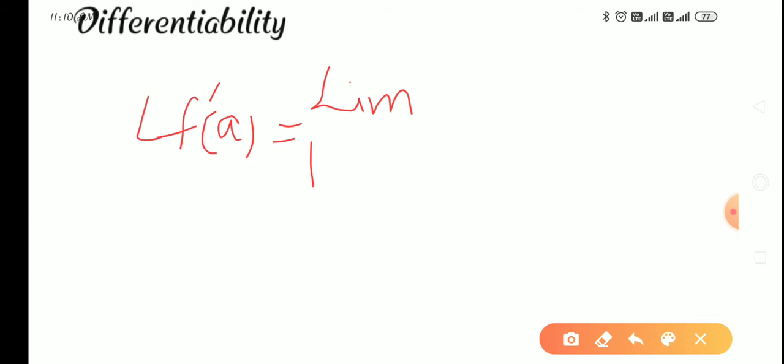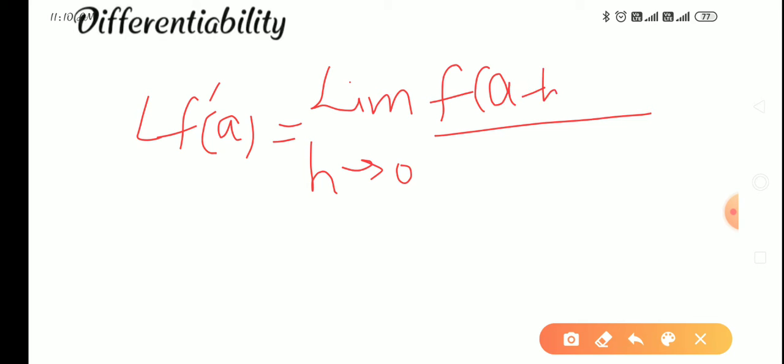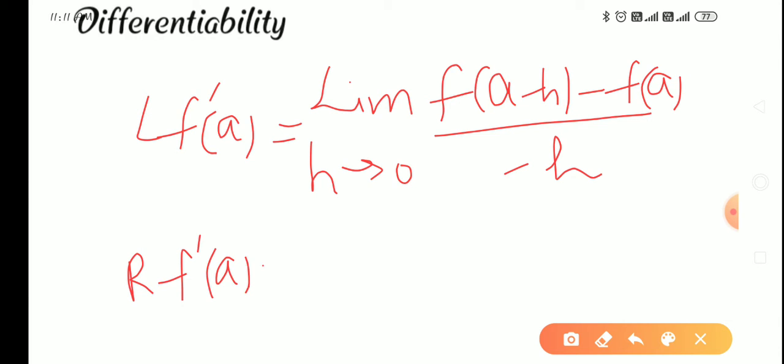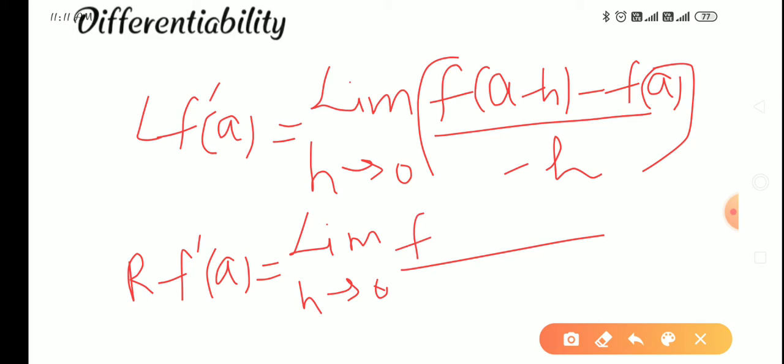Now how to calculate LHD? LHD, left hand derivative at x equals a, you can calculate as limit h tends to 0 of f(a minus h) minus f(a) upon minus h. You have to keep this in mind. And RHD, right hand derivative, R f dash a, is equal to limit h tends to 0 of f(a plus h) minus f(a) upon h.